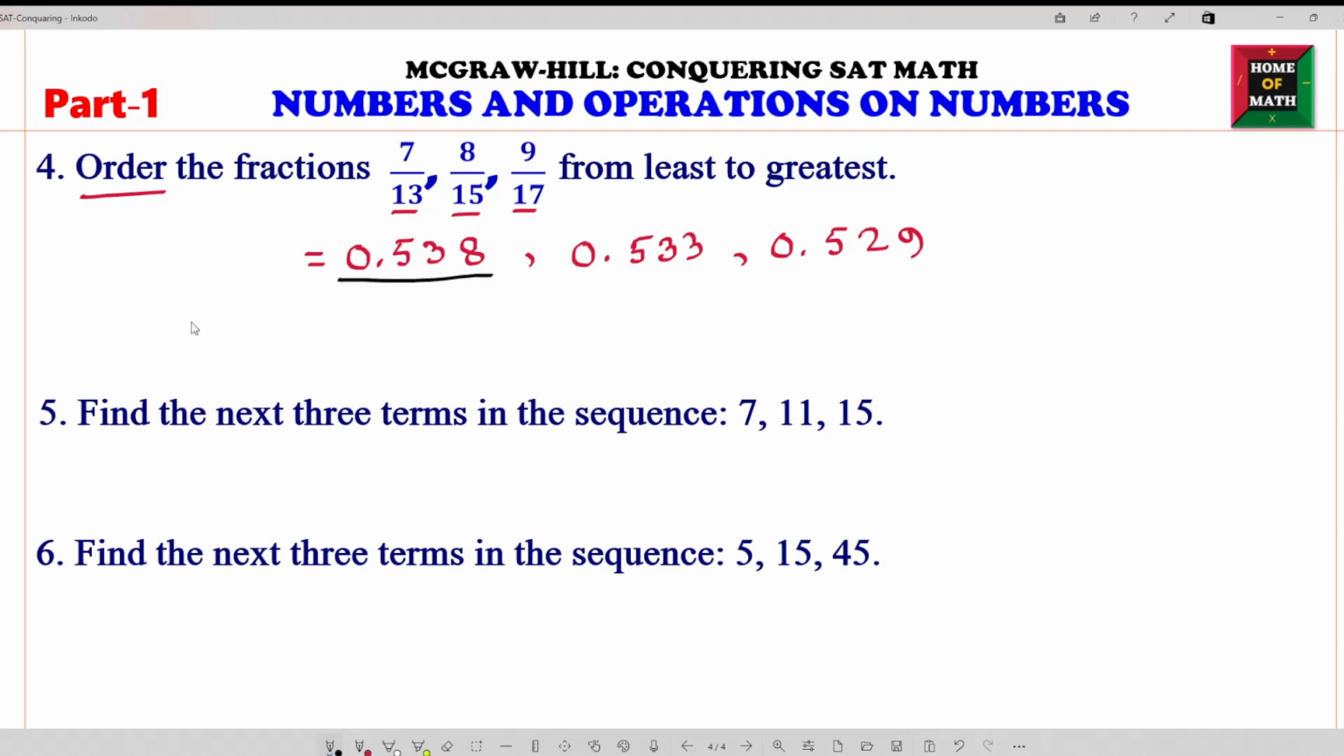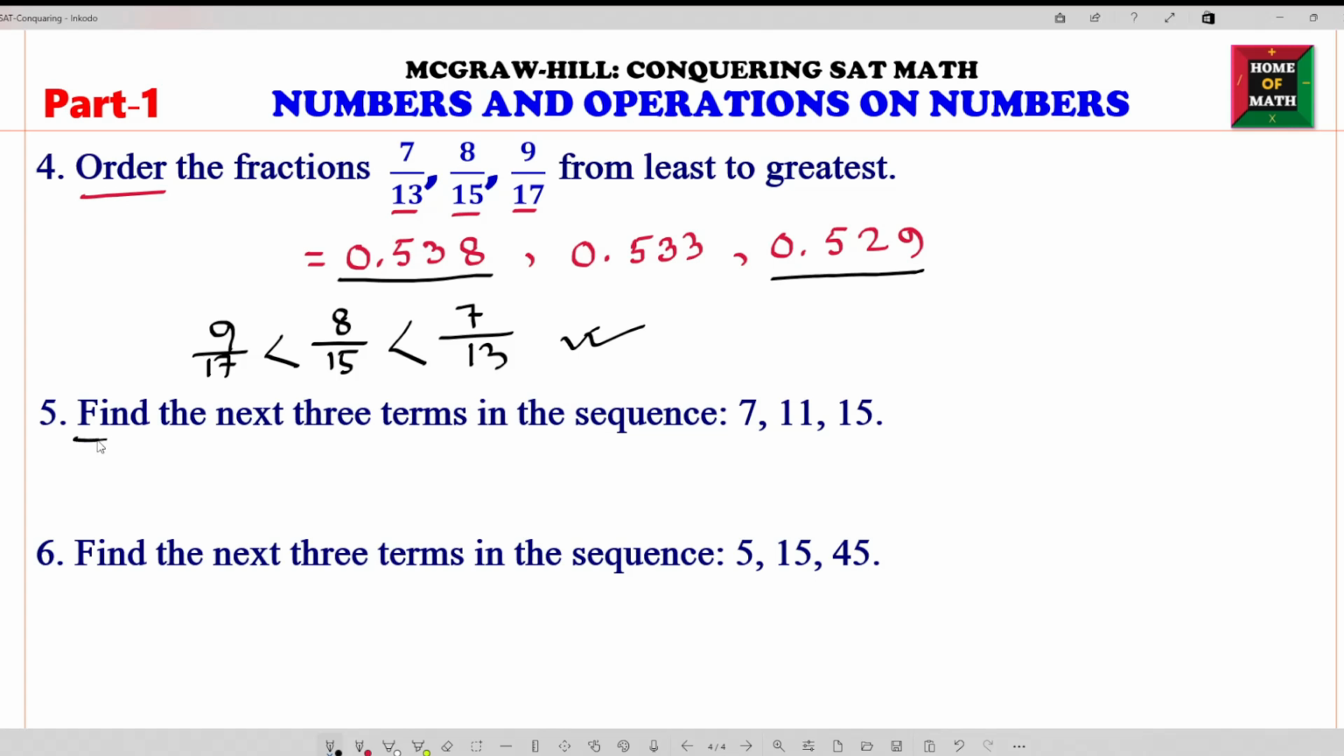Now look, here the greatest is 0.538. So this one is the largest number, and which one is smallest? 0.529. Okay, 0.529 is the smallest number. So we can write it like this: 9 divided by 17 is less than 0.533, which is 8 divided by 15. Now the greatest number is 7 divided by 13. This is our answer.